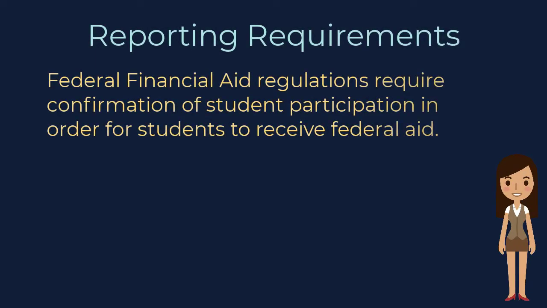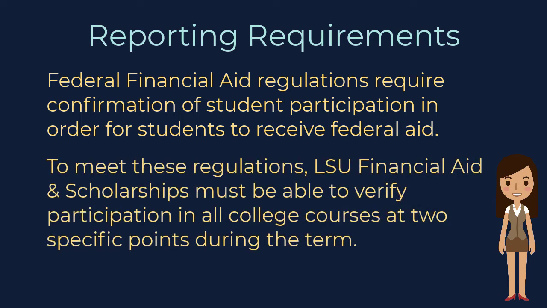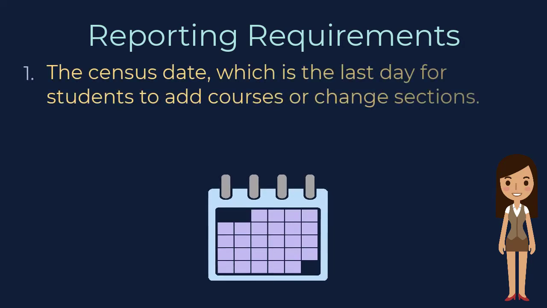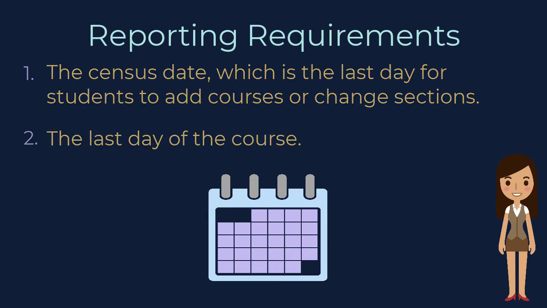Federal financial aid regulations require the confirmation of student participation in order for students to receive federal aid. In order to meet these regulations, LSU financial aid and scholarships must be able to verify participation in all college courses at two specific points during the term: the census date, which is the last day for students to add courses or change sections, and the last day of the course.